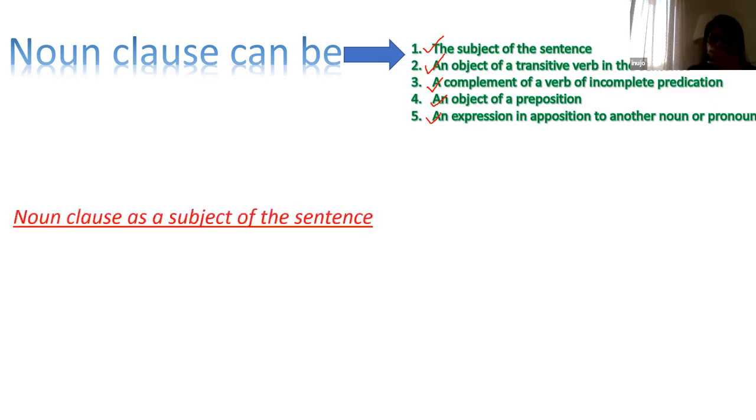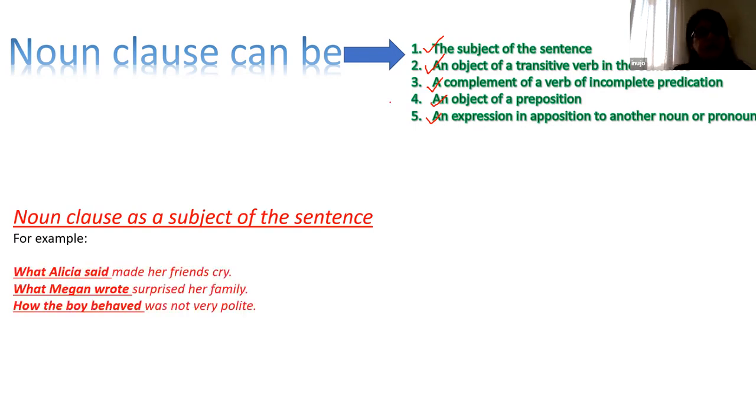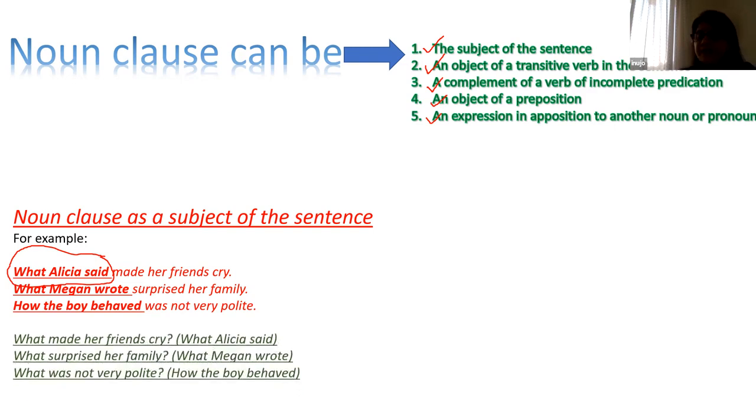Now, let us first try to understand how it works. So a noun clause can be the subject of a sentence. Now, let's see the example. What Alicia said made her friends cry. The part underlined in block letters is your noun clause. What Alicia said. And here it is performing the subject of the sentence. How will we see? What made her friends cry?